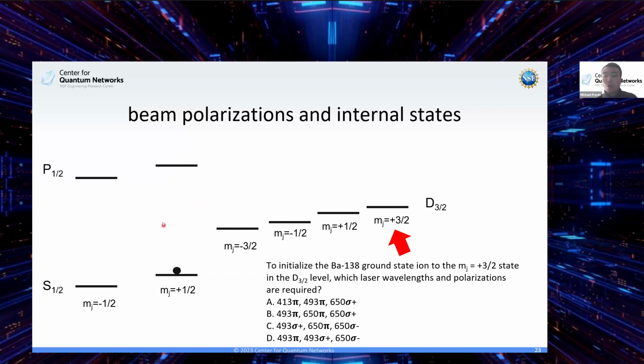C and D both have sigma minus, which tends to lower the mj of the excitation. So, for instance, in C, you would have the atom ending up in not only the m minus 1/2 state of the S 1/2, but also the m minus 3/2 state of the D 3/2.